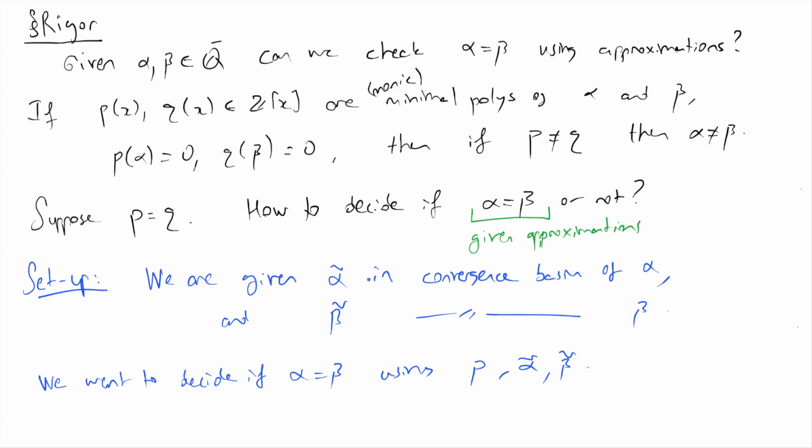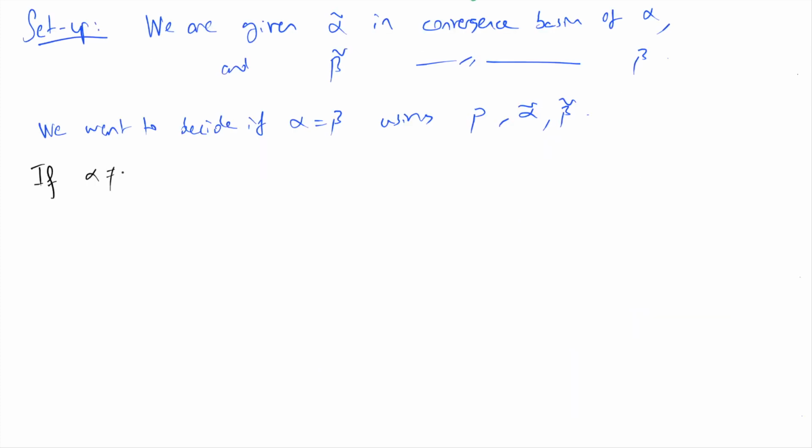Okay, so someone has given us approximations of the roots. We want to use these approximations and the polynomial p to decide if this alpha tilde and beta tilde are in the same convergence basin. So that would mean that they're approximations of the same root. So if alpha and beta were not the same, then it would make sense to do the following. Of course, we wouldn't know this, but it would make sense to just sharpen our approximations by doing Newton iteration.